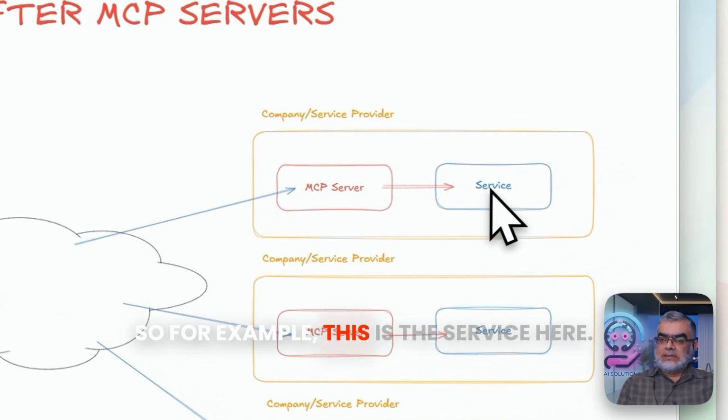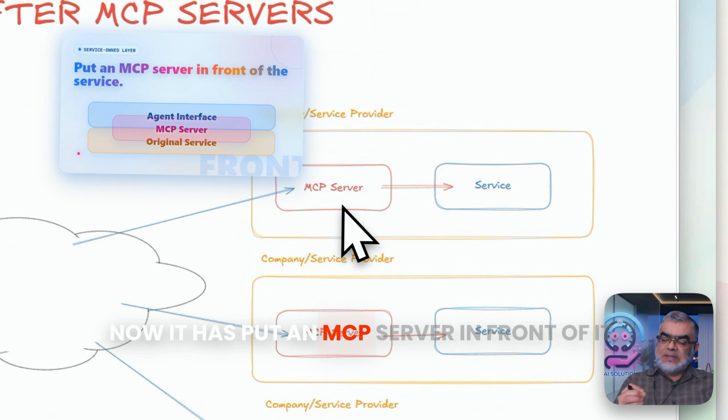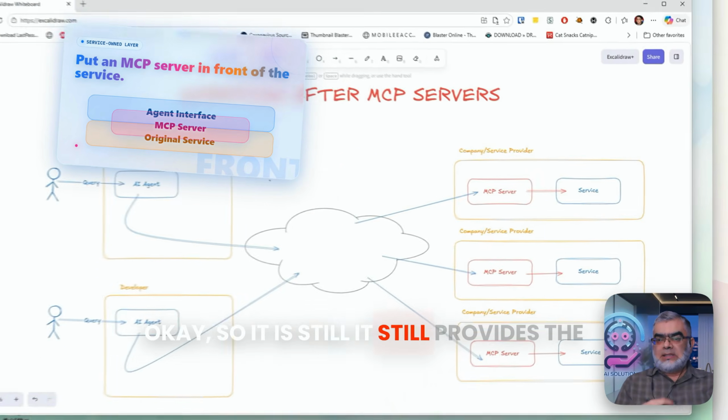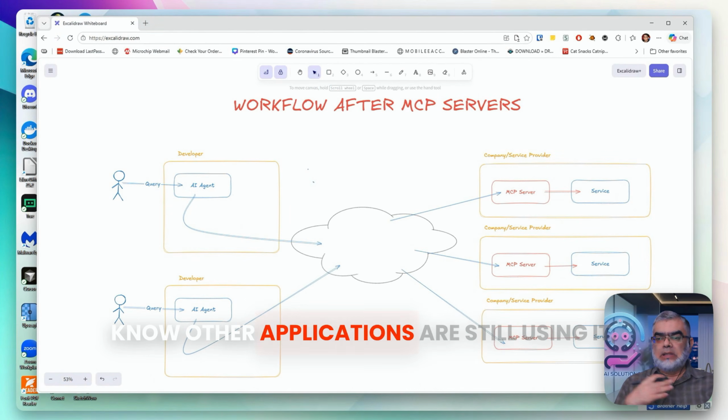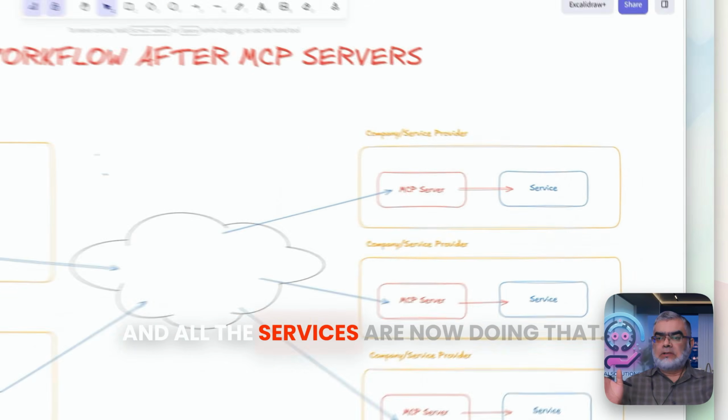So, for example, this is the service here. It was just a service before. Now it has put an MCP server in front of it. Okay, so it still provides direct access to the service because other applications are still using it. But it has put an MCP server in front of it also, right? And all the services are now doing that.